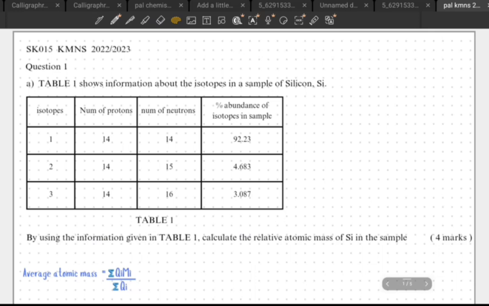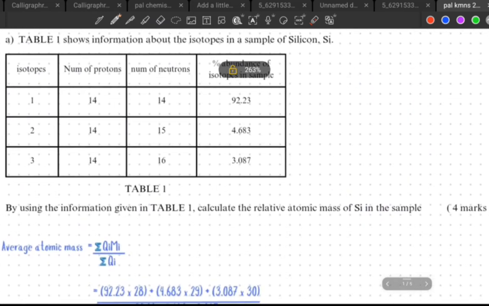For today, I want to discuss PRE-PSPM question 1 of KMNS 2022-2023. Question 1A. Table 1 shows information about isotopes in a sample of silicon. The question is, by using the information, calculate the relative atomic mass. Before we calculate relative atomic mass, we have to determine average atomic mass first.